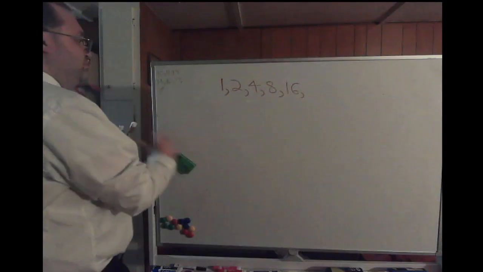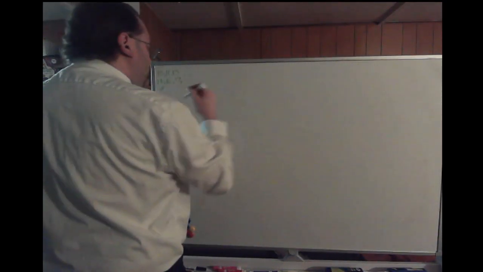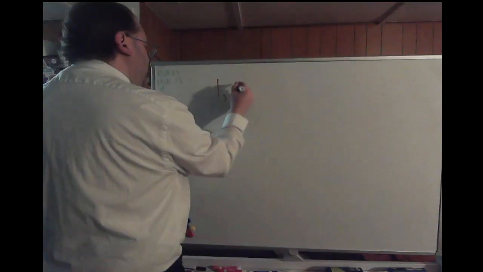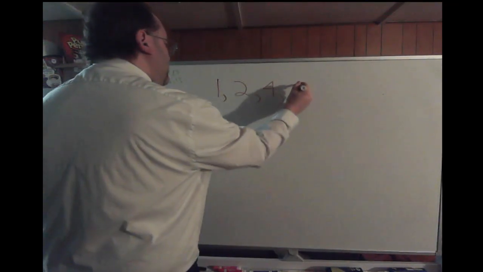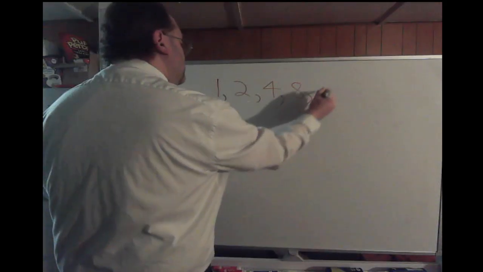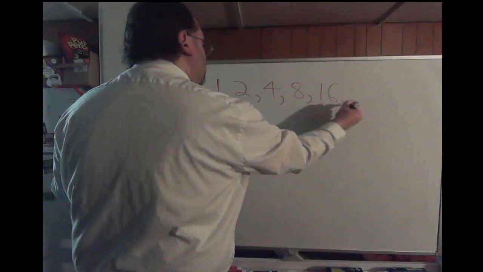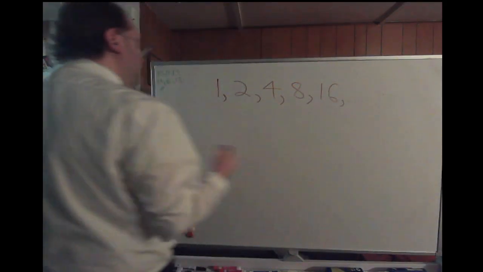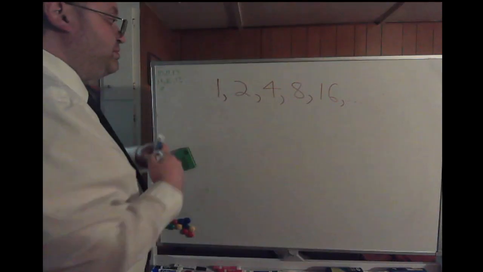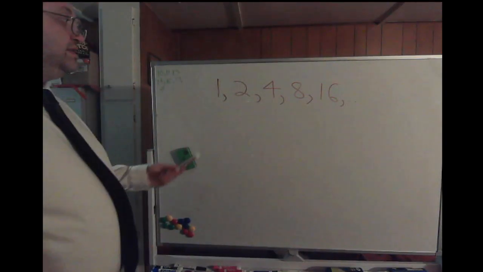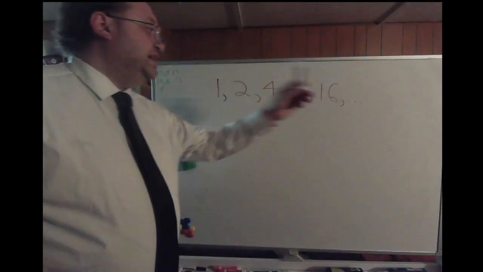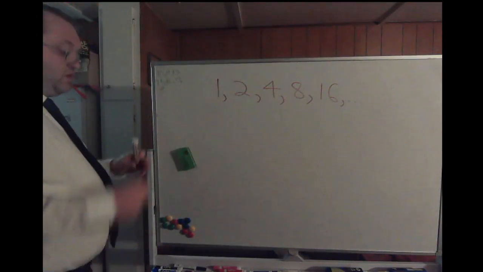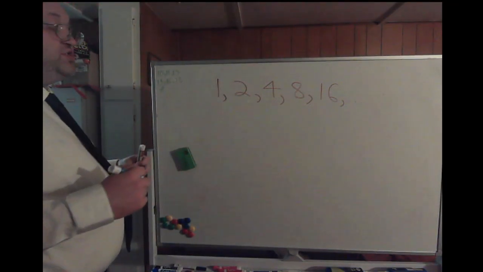Let me write that a little bit bigger because I'm going to have to illustrate something here in a second. All right, 1, 2, 4, 8, 16, dot, dot, dot. Okay. So it looks like we have a list here of 1, 2, 4, 8, and 16, and it just keeps going. Well, let's look for what's going on between each number.